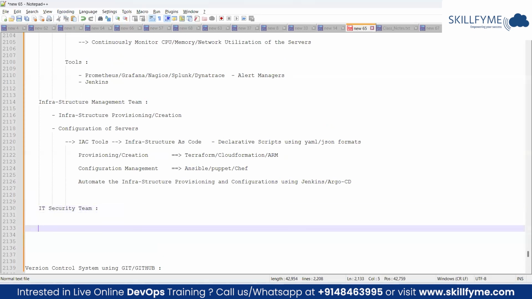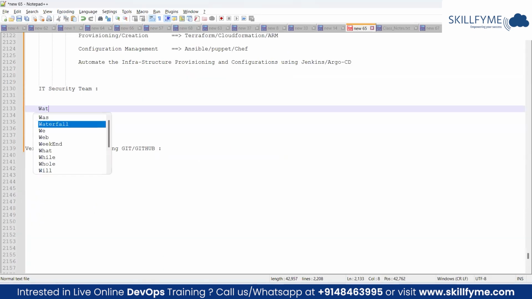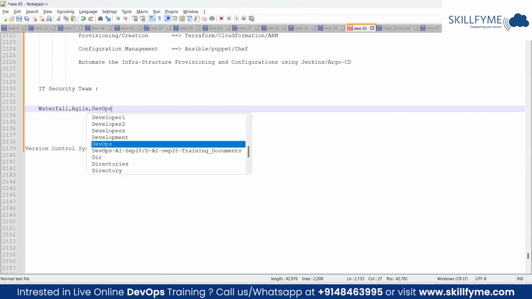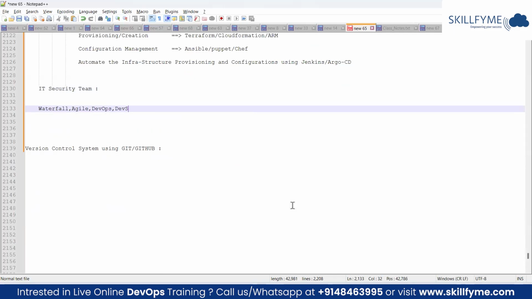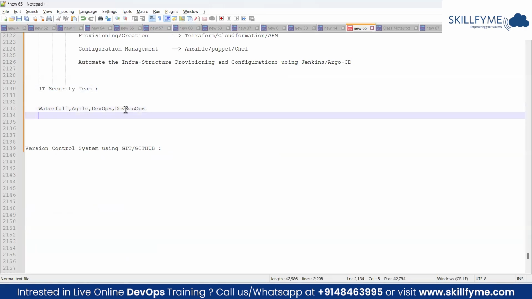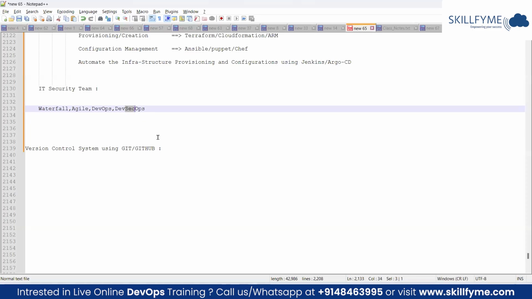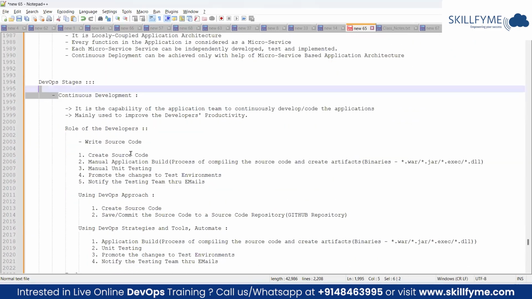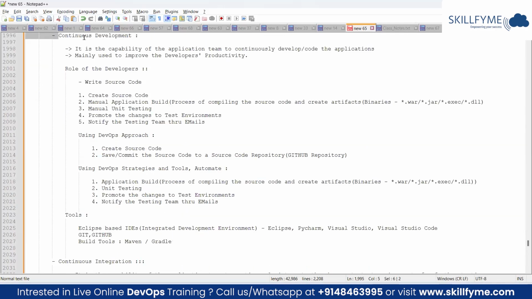If you see the evolution of the SDLC, initially we start with the waterfall model, right? Then Agile. And then we were talking about DevOps. The next level of DevOps, we can say, is DevSecOps. So instead of handling security and its governance at the end, we can integrate security as part of DevOps itself. So it means security will be part of each and every level now if you implement DevOps. So as part of continuous development, developers will be aware of the security policies and concerns they should follow.